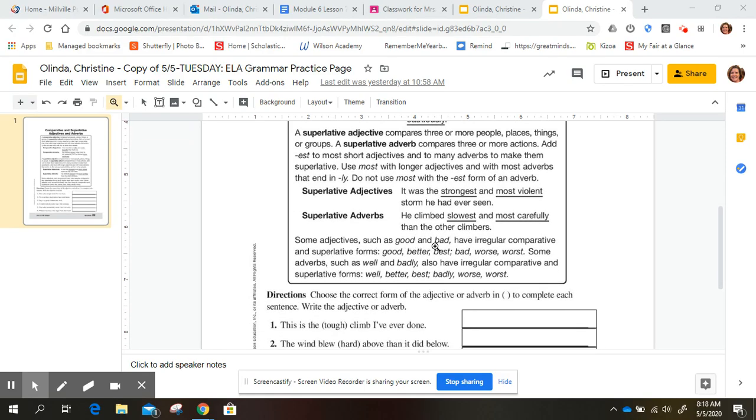Some adjectives, such as good and bad, have irregular comparative and superlative forms. Good, better, best. Bad, worse, worst. Some adverbs, such as well and badly, also have irregular comparative and superlative forms. Well, better, best. Badly, worse, worst.